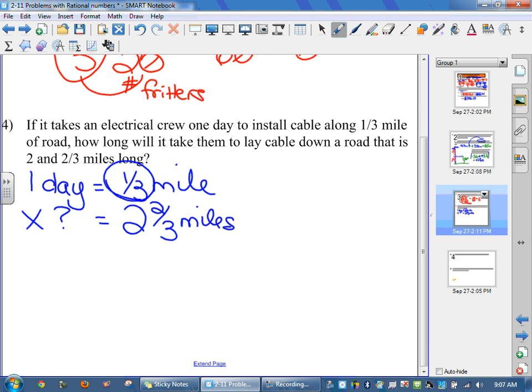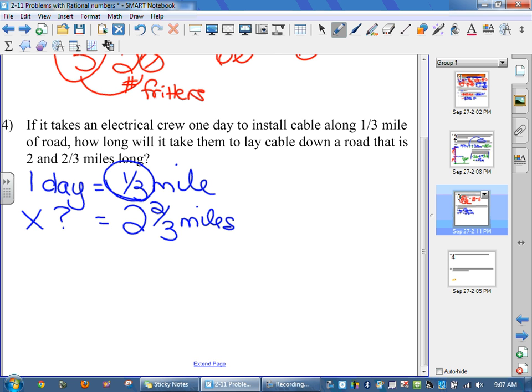Think of it this way. In one whole divided into 3 parts, there are 3. So 1 whole has 3. How much would 2 wholes have? 6. And then I have an extra 2. So how many thirds do I actually have? I have 8 thirds. Okay, I actually have 8 thirds.